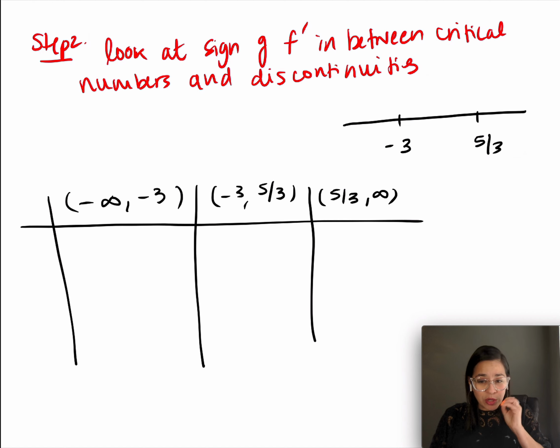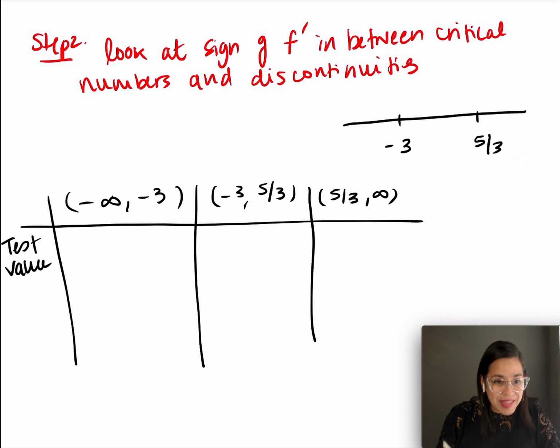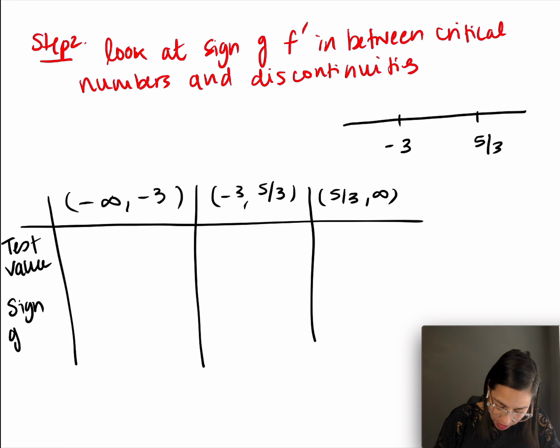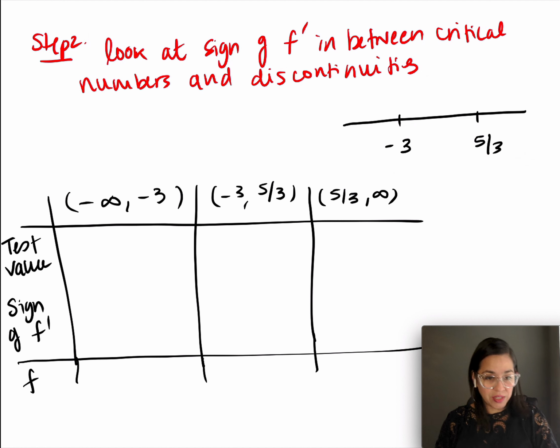What I'm going to do is take a test value. That test value will be plugged into f prime, so the sign of f prime. Then depending on the sign, I'll know if the function increases or decreases, so that's information about f. Perfect.